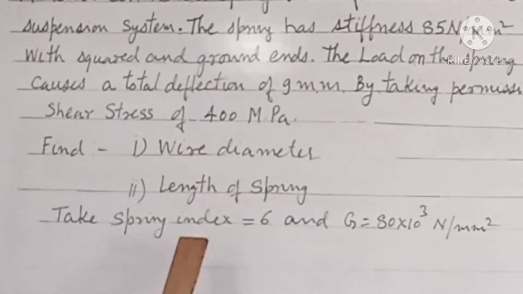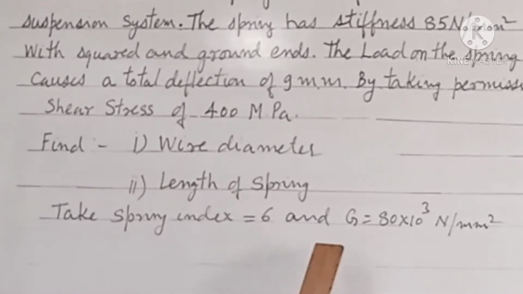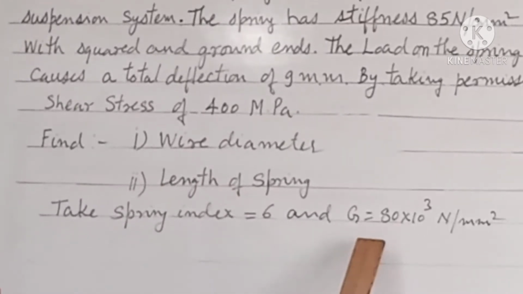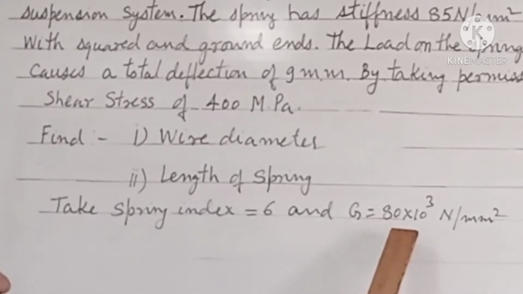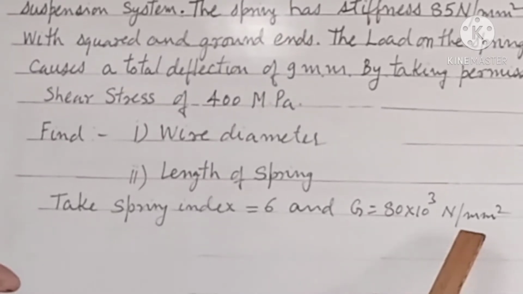Take spring index equal to 6 and modulus of rigidity G equal to 80 into 10 raised to 3 Newton per mm square.